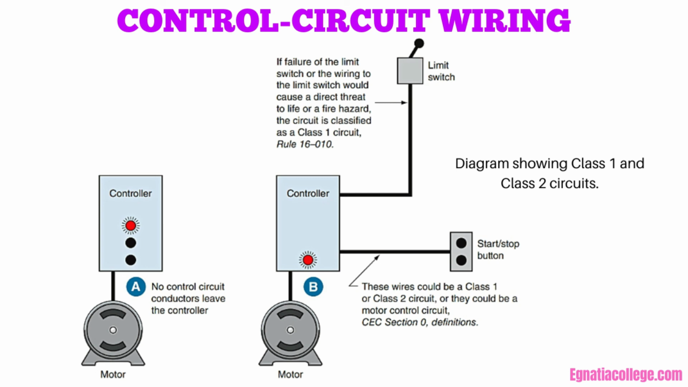CEC Section 16 covers 4 types of control circuits. Class 1 and 2 remote control circuits. Class 1 and 2 signal circuits. Class 1 extra low voltage power circuits. Class 2 low energy power circuits.